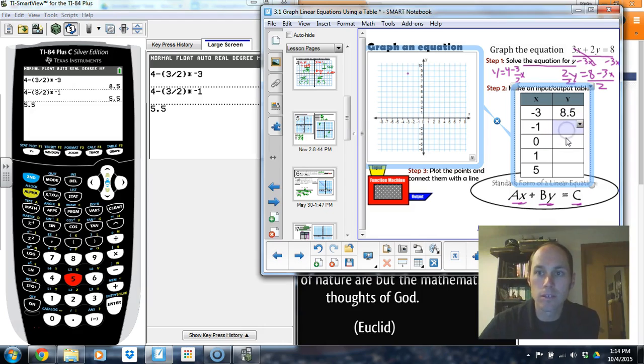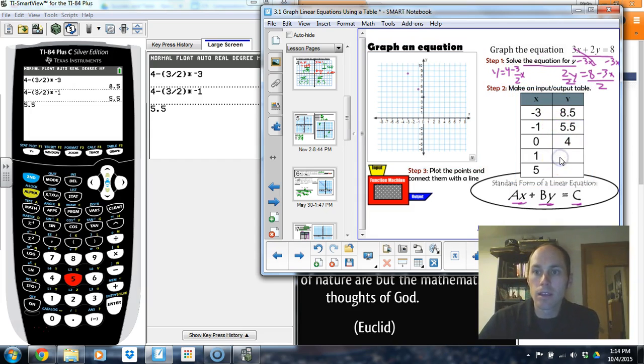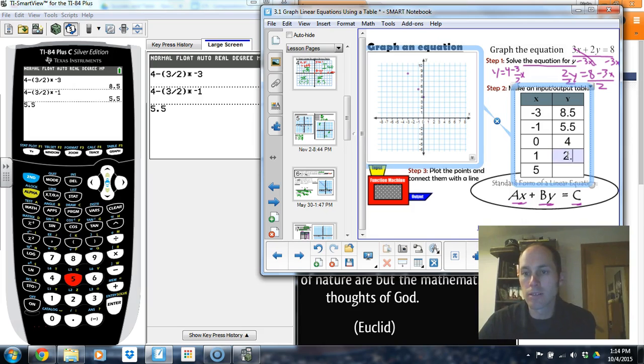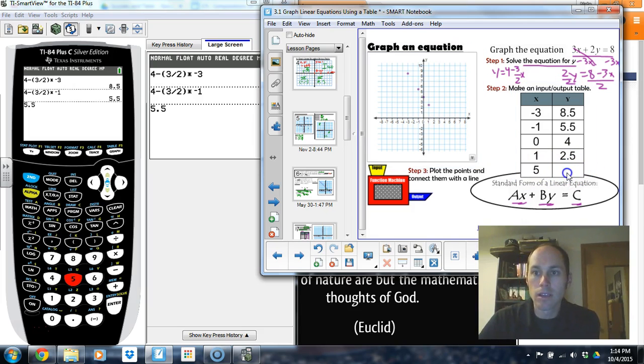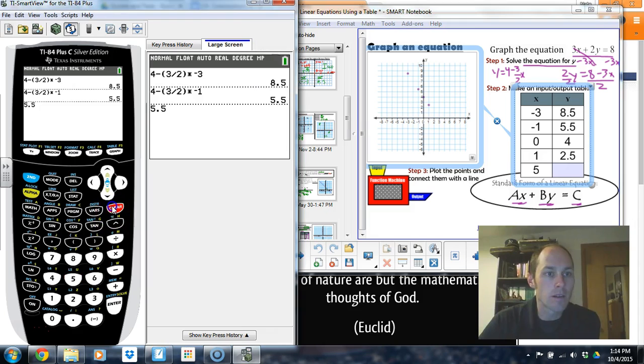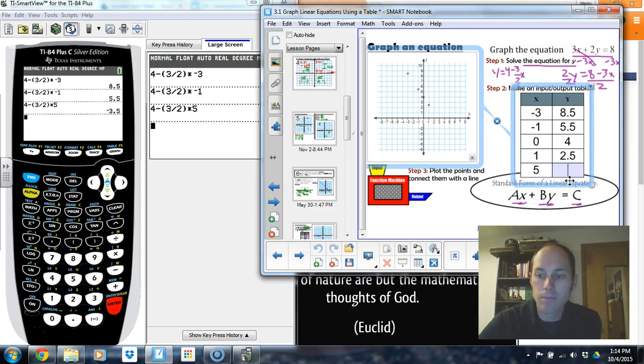Whoops. 0, well, 4 minus 3 halves times 0, that's going to give us 4. And then 4 minus 3 halves times 1, well, 4 minus 3 halves is going to be 2.5. And then 4 minus 3 halves times 5 gives us a value of -3.5.